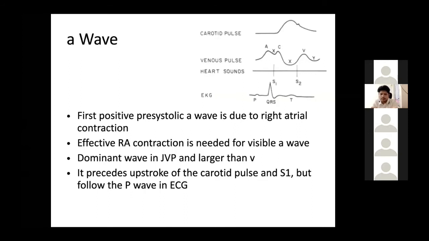That is what I told you. It is atrial contraction, so it precedes S1. It's before S1, but it follows the P wave on ECG, and you should always time it with the carotid. If it is coming with the carotid, it is not the A wave, it is the V wave, and if it is coming before the carotid, it is the A wave. So this point you should always remember, the timing with the cardiac cycle.